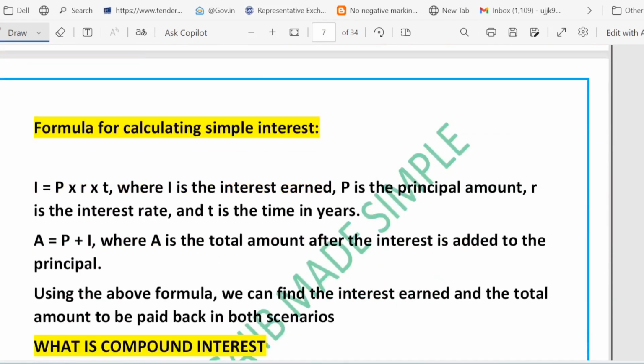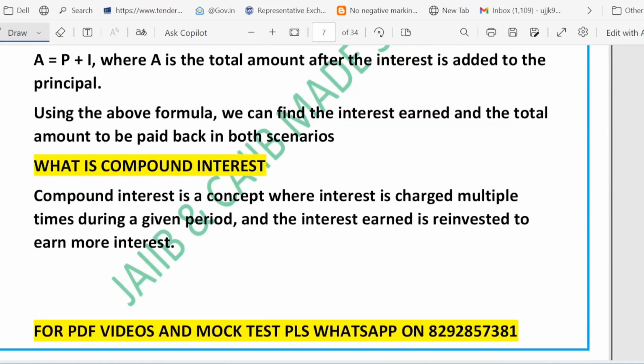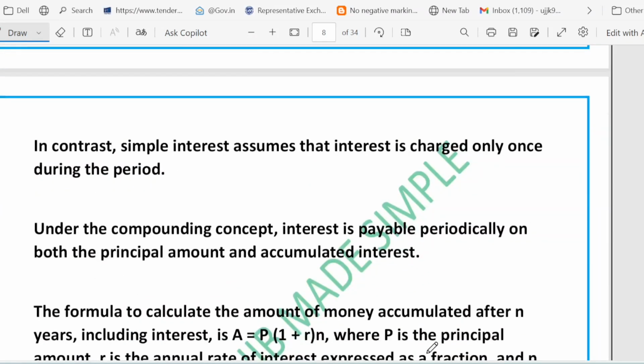Now let's switch our focus to compound interest. Let's demystify this compound interest. Compound interest means you earn interest on the interest you have already earned. So your money grows faster over time compared with simple interest. And the basic formula is simple. What is the formula? A is equal to P times (1 plus R) whole to the power n.